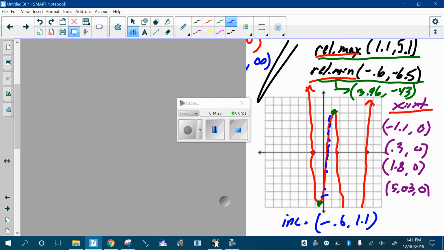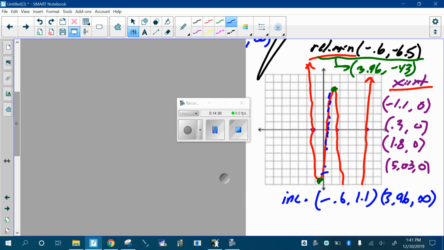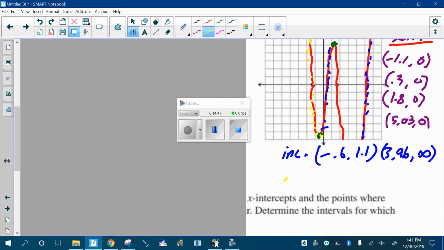So from 3.96 to infinity, remember increasing, decreasing, we're talking about x values. So from 3.96 to infinity, it's also increasing, which is accounting for all that chunk of the graph. Where is it decreasing? Well, here, so negative infinity to -0.6, decreasing.